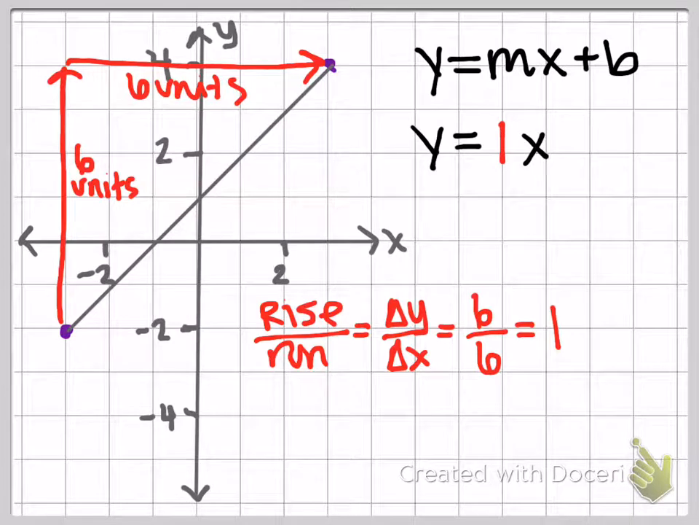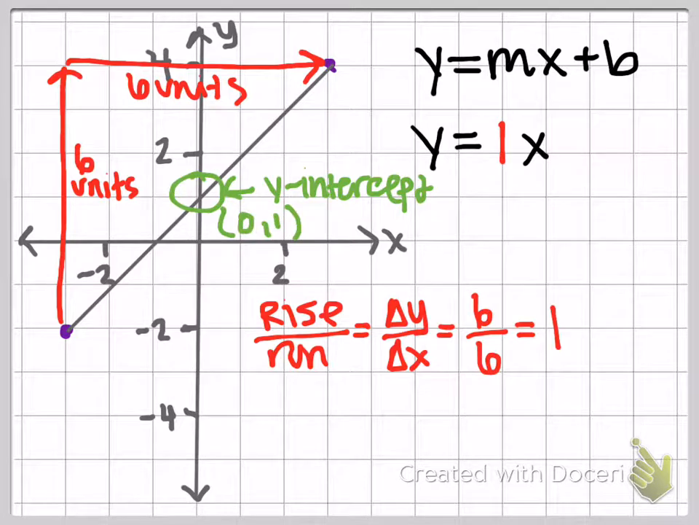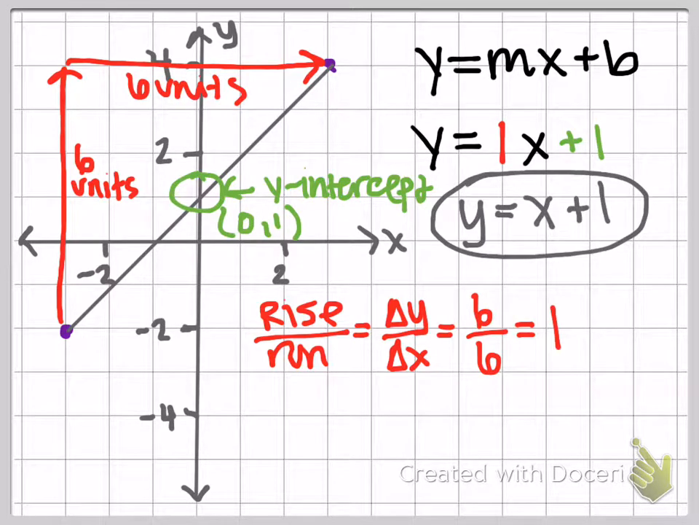My x stays because it's the variable, so it's going to stay there. And then I look at my y-intercept. Well, my y-intercept is (0, 1). So since it's positive, I'm going to add 1 to my 1x. And normally we don't write 1x because it's an understood coefficient, so we would rewrite this as y equals x plus 1.